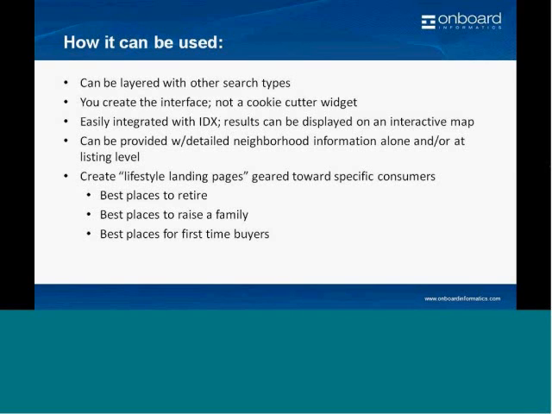It's easily integrated with your IDX results or can be displayed on an interactive map. Again, can be provided with all of that detailed neighborhood information that Onboard is known for providing. And you can do that alone or you can do that at the listing level. And then one thing that I think was really important to add into this based on your website and how neighborhood friendly that website is, you can actually create lifestyle landing pages which are geared towards specific consumer sets.